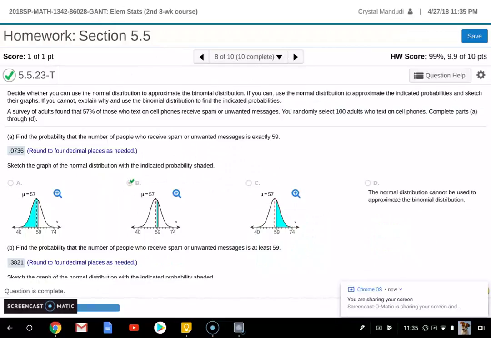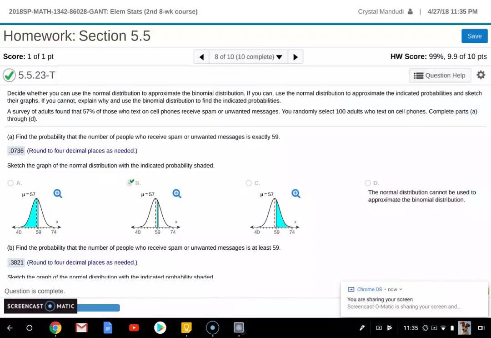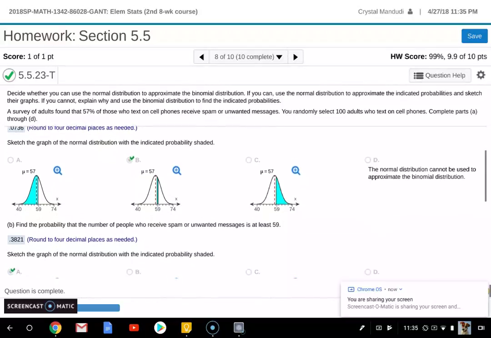And so secondly, it says sketch the graph of the normal distribution with the indicated probability shaded. This is clear. You don't really have to click to maximize, only if you want to be certain. But if you compare A, B, and C, it's clearly B because it only shows 59 is marked.